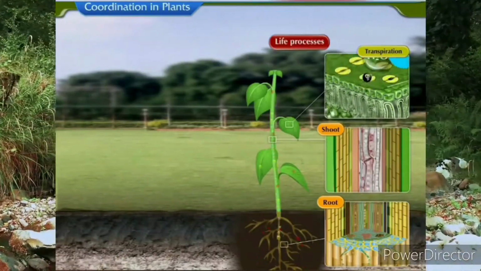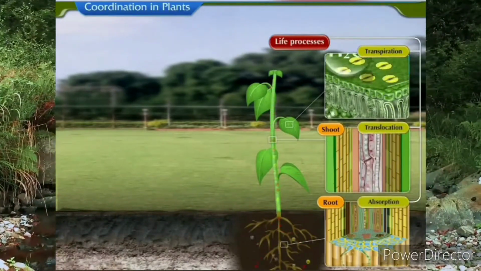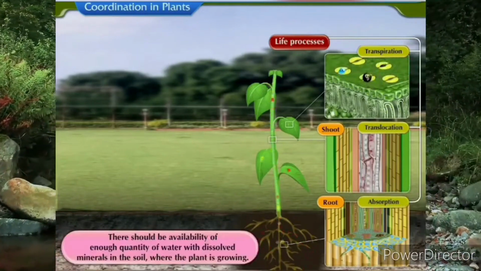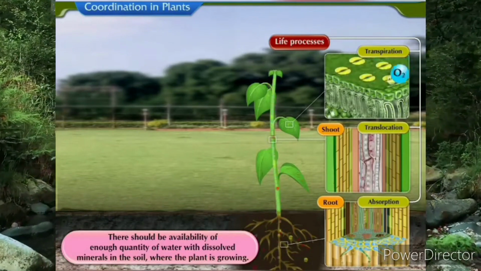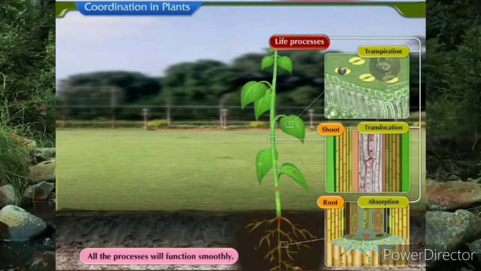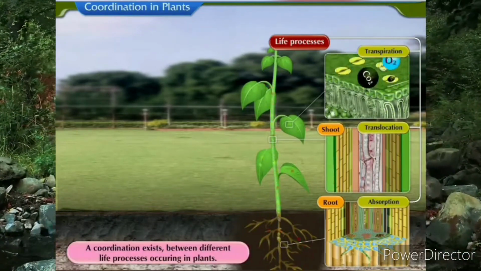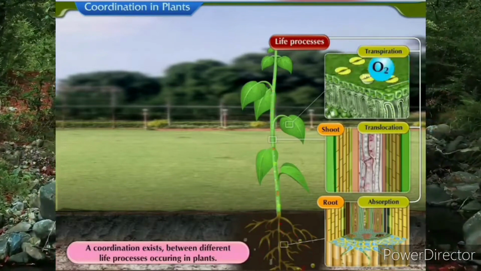For these processes, that is, for transpiration, translocation and absorption to take place, there should be availability of enough quantity of water with dissolved minerals in the soil where the plant is growing. Then only all these processes will function smoothly. Thus, a coordination exists between different life processes occurring in plants.